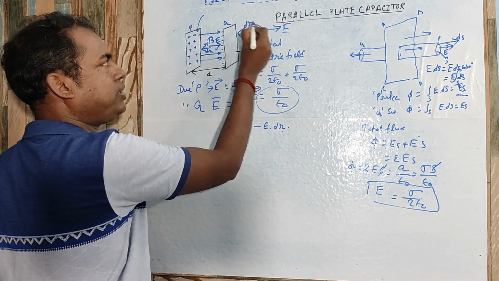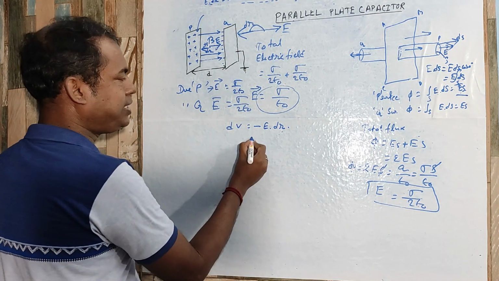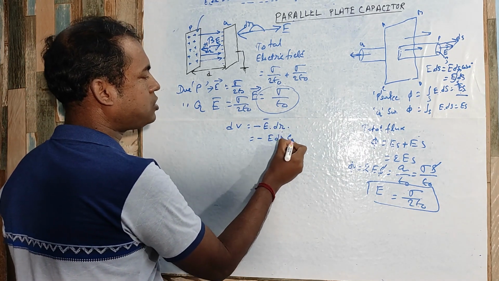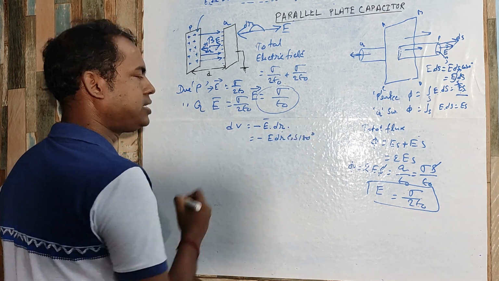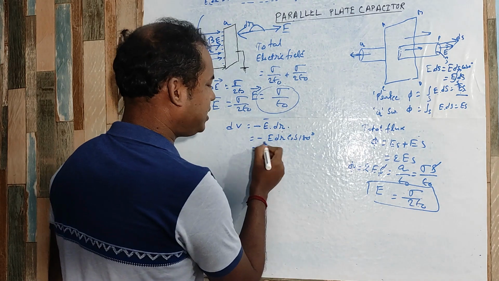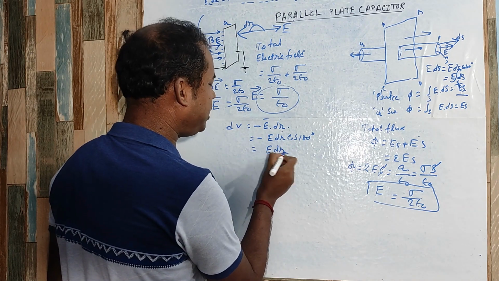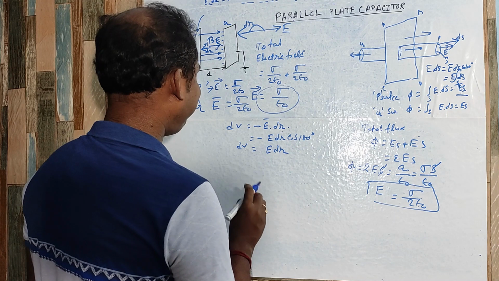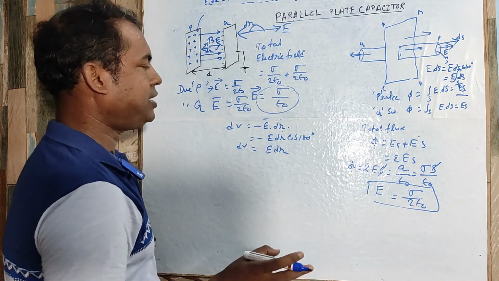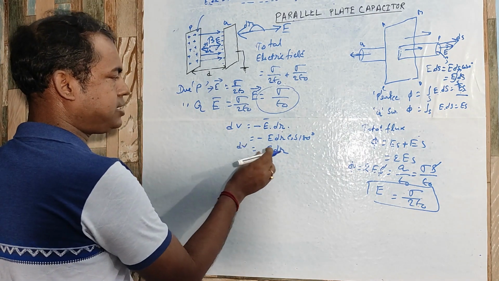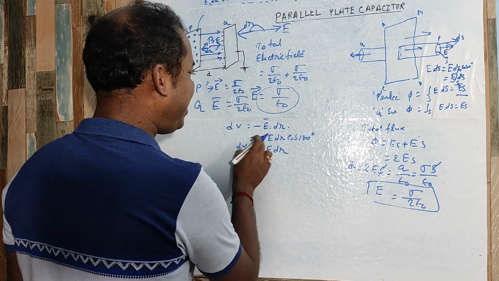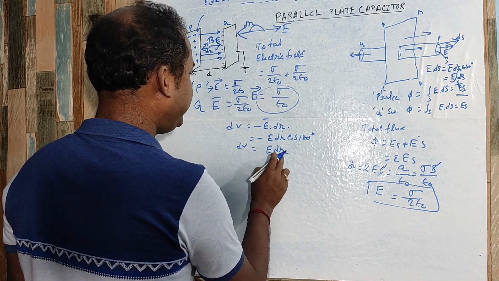So what is the angle between them? 180 degrees. So we write this as a dot product: E dr cos 180 degrees. What is cos 180 degrees? That is minus 1. So minus times minus gives plus, and simply dV equals E dr. The main thing is that the total value of the electric potential comes from E dr.